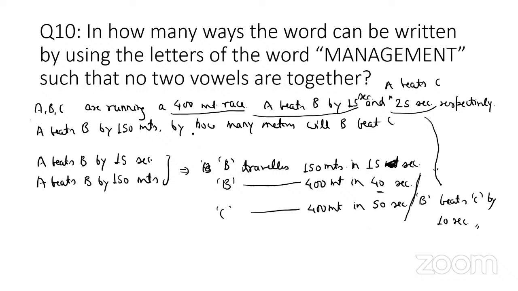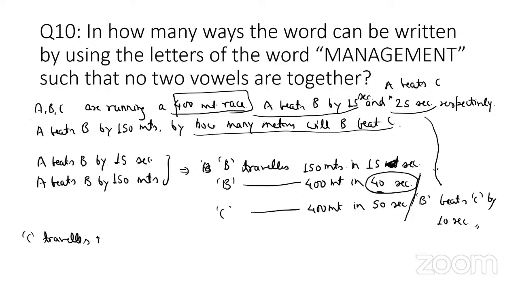Now the question is, how many meters will B beat C? We need to understand, guys, the race is just 400 meters. And we know that B finished the race in 40 seconds. So we need to find out how much C traveled in 40 seconds.